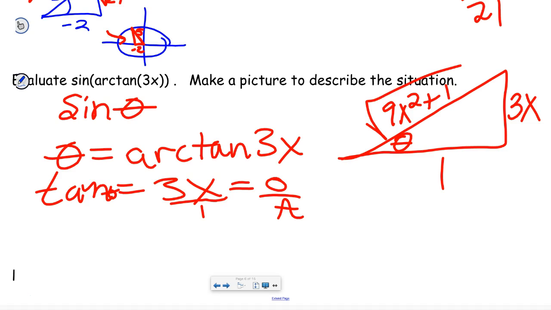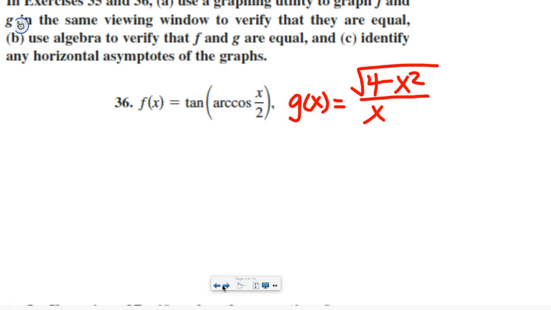All right, who wants to wrap it up for me? Maddie, way in the back. I was supposed to do the sine of that angle. So what's my answer to the sine of that angle? Yes, there it is. 3x over the square root of 9x squared plus 1. There's several like that in your homework. Last up, because we won't do the bottom one.